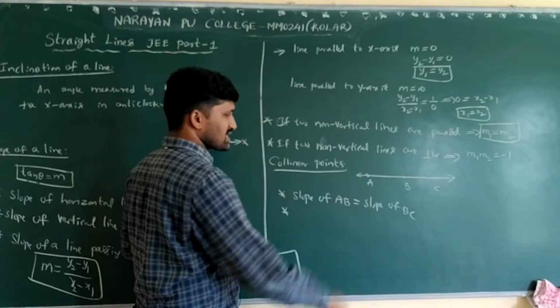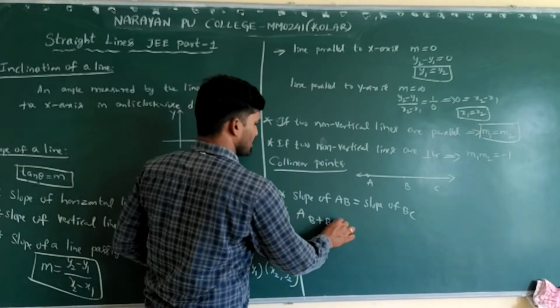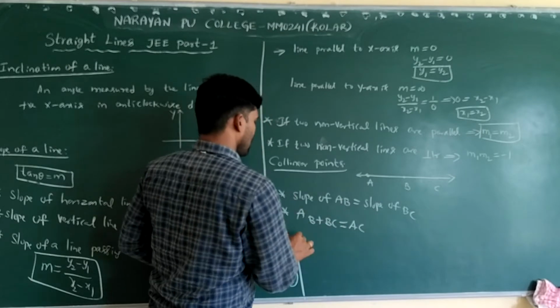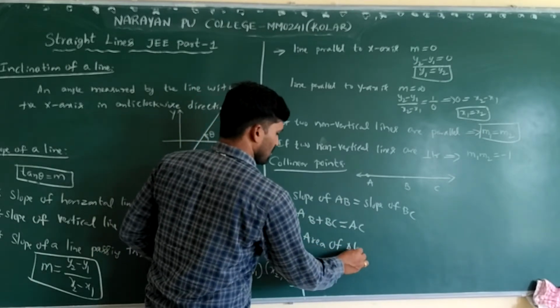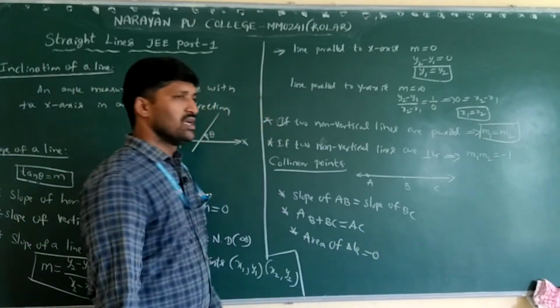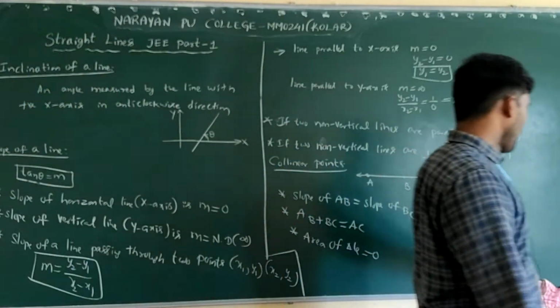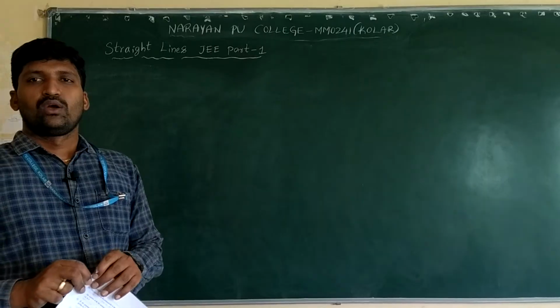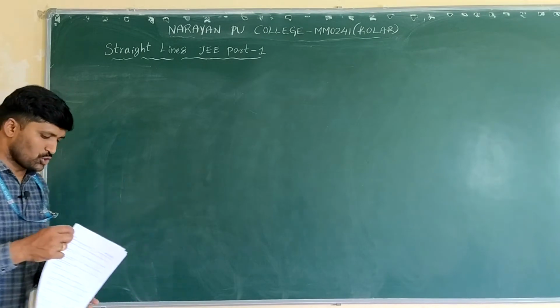We can prove it by using the distance formula also. We know that AB plus BC is equal to AC, and the area of the triangle is equal to 0. These are all concepts we can use to prove that the given points are collinear points. Okay, now we will discuss a few problems based on this slope concept.